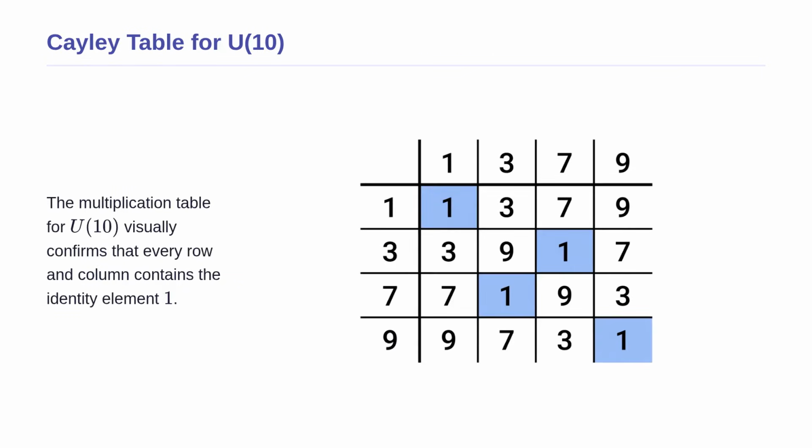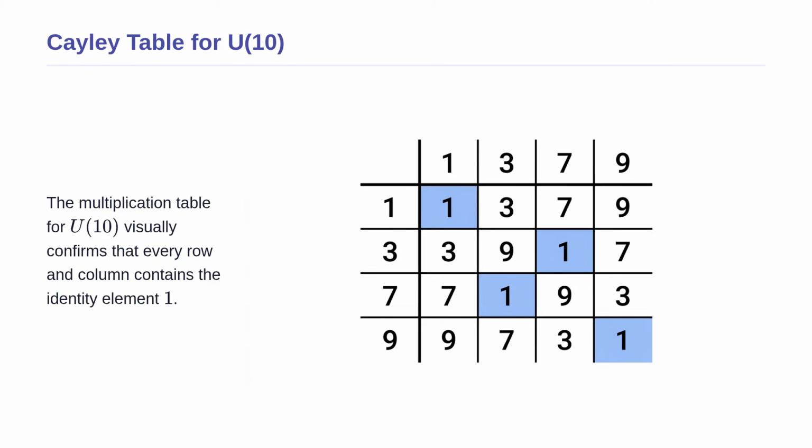To visualize what we just calculated, we can look at this Cayley table for U of 10. A Cayley table is simply a multiplication grid for a group. Along the top and the left side, you see our group elements: 1, 3, 7, and 9. Inside the grid are the results of multiplying those elements modulo 10.